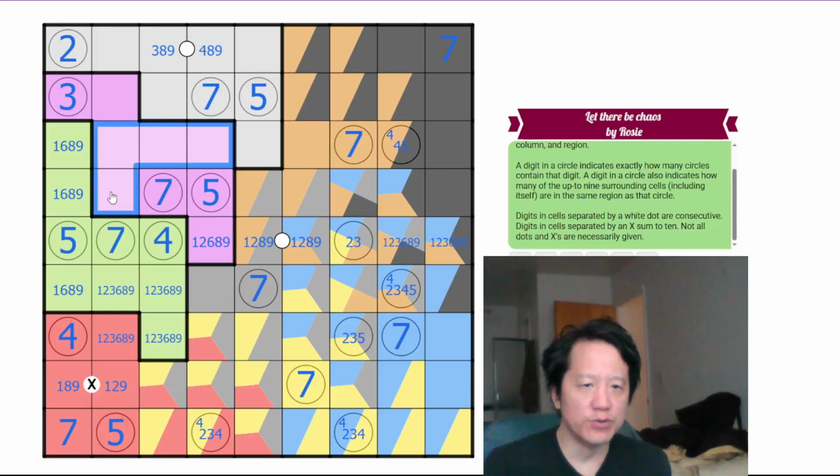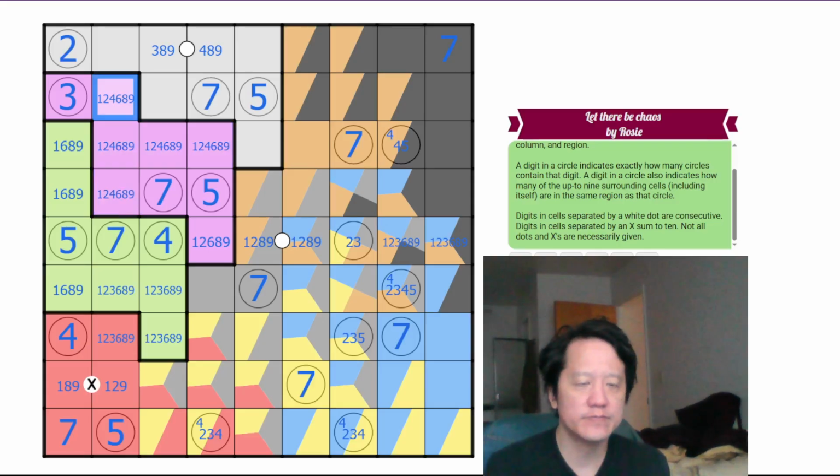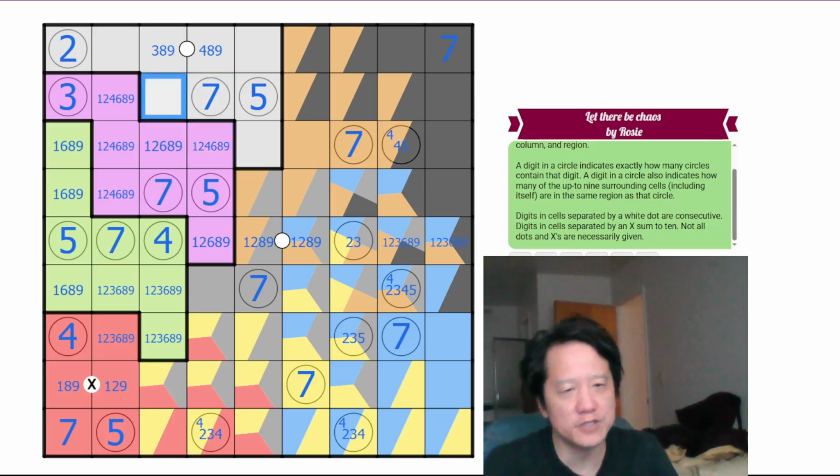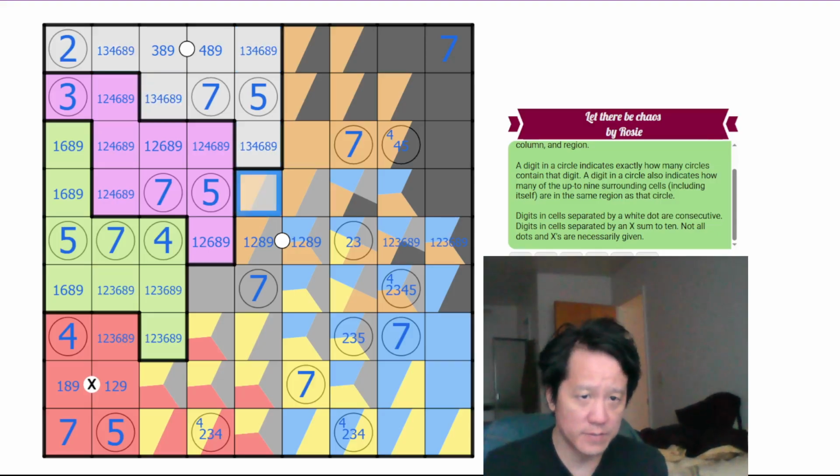Remaining digits of pink, sorry, are 1, 2, 4, 6, 8, 9. No 4 here because of 4 in the column. Remaining digits of light, we have 1, 3, 4, 6, 8, 9. No 4 here, no 3 there.